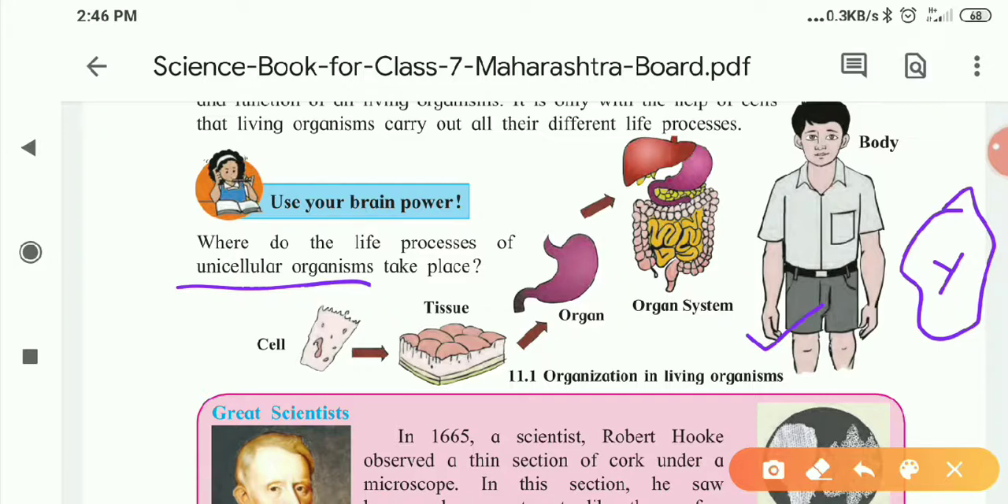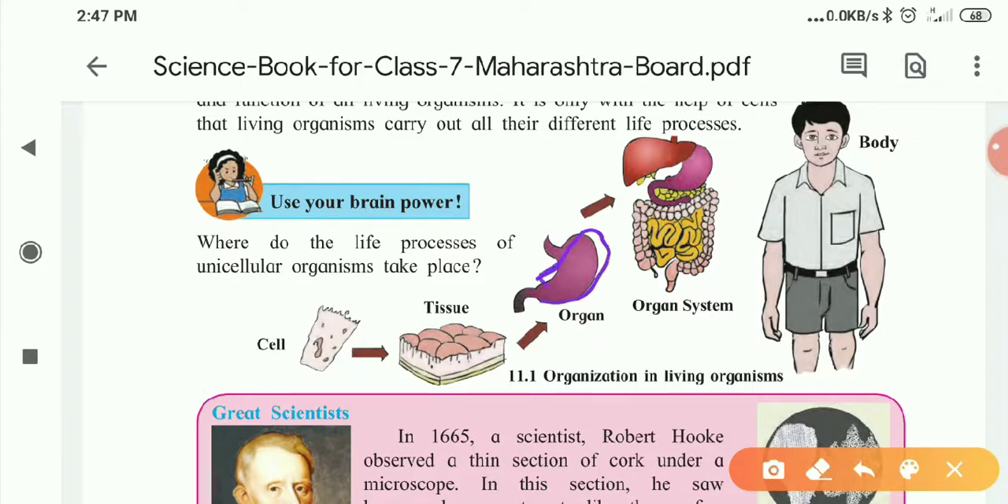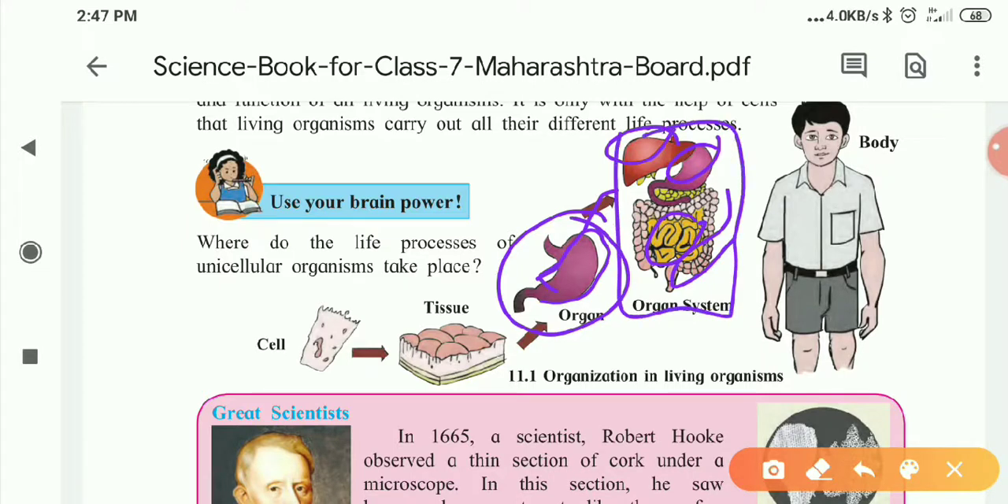Now here one picture is shown. See here, cells. These small cells are there. See here, cells come together and form a tissue. Okay, these types of tissues come together in an organ. This is the stomach. These tissues line the outer part of this organ, and that organ is the stomach. Like this organ, there is the liver, small intestine, large intestine. These small organs all come together and form the digestive system.